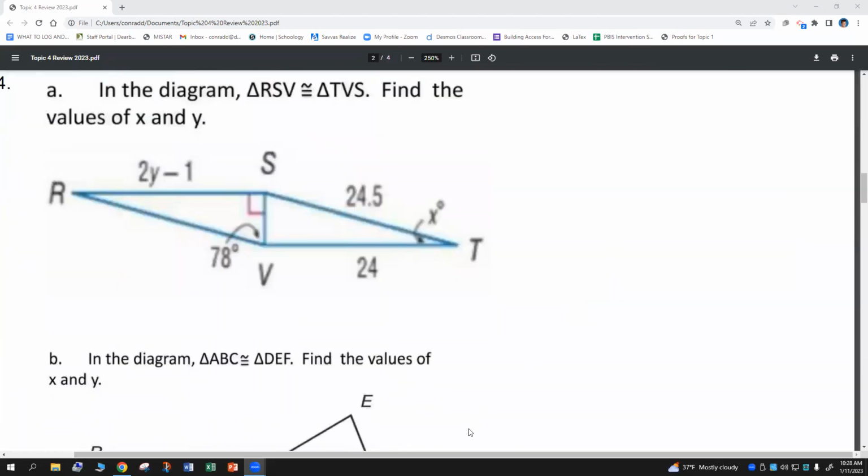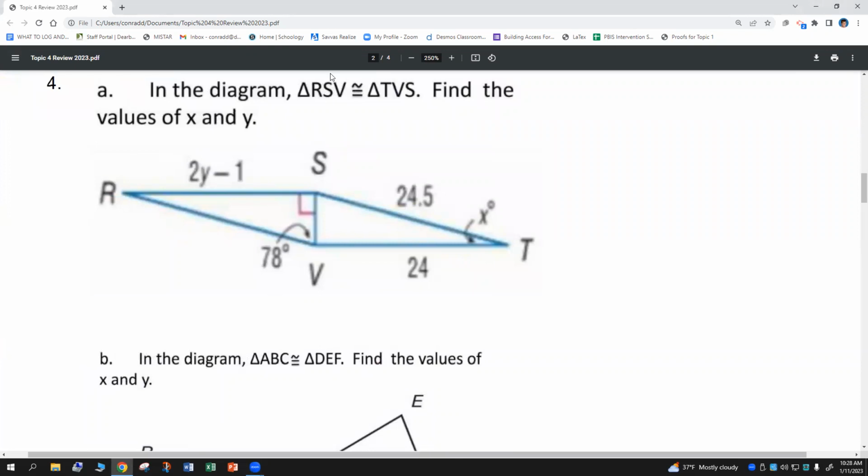All right, number 4, A and B. So it tells us here that triangle RSV is congruent to triangle TVS. So the triangles are congruent. That means their corresponding parts are congruent, right? CPCTC, right? The corresponding parts of congruent triangles are congruent. So the first thing I can do is start by finding the third angle of this triangle. So 180 minus 90 minus 78 gives me 12 degrees.